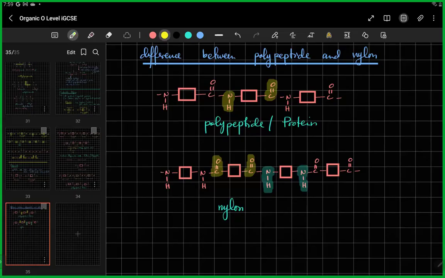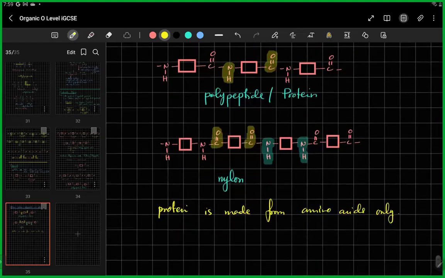The major difference, if it's a 1 mark question, is that protein is made out of one monomer, and nylon is made out of two monomers, a diamine and a dicarboxylic acid.